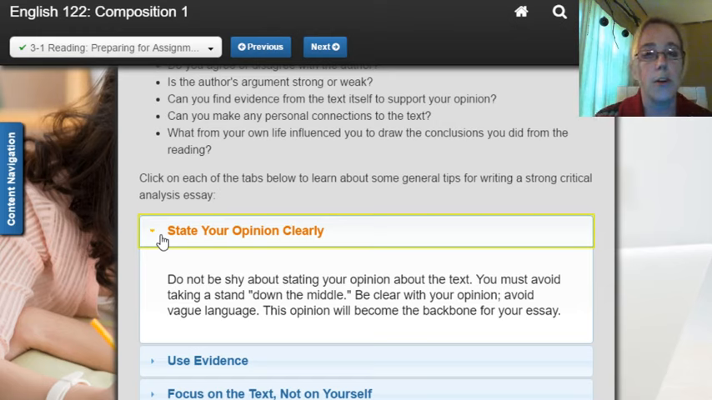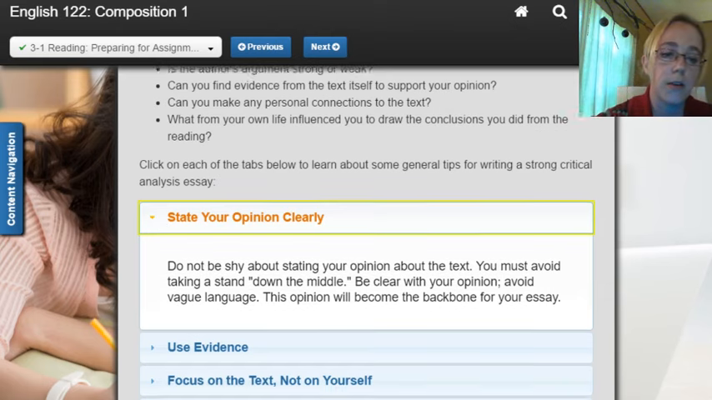Be very clear. Don't use vague language. Don't say, I think, perhaps, maybe. Say, yeah, McFadden uses strong language, and that's awesome. So have a strong opinion. And if you're not sure how to express that opinion, let me know and I'll walk you through it. So you want to state your opinion clearly.